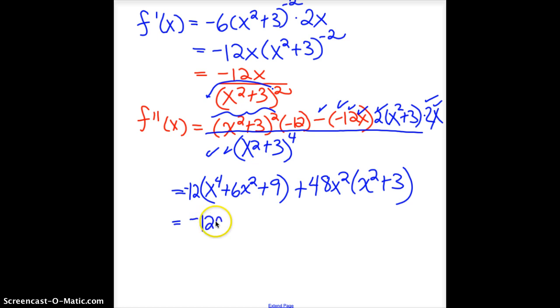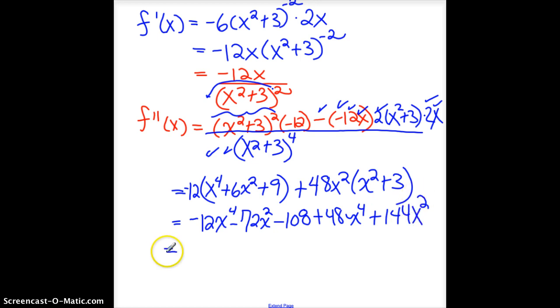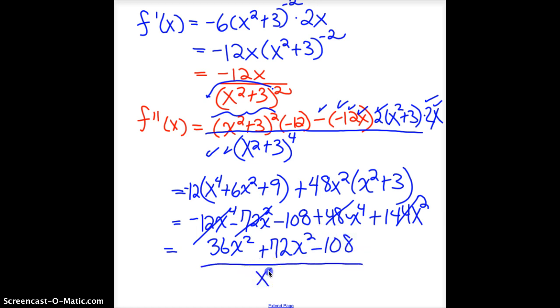So, distributing the -12 in, I have -12x to the 4th minus 72x squared minus 108, yuck. Then it's plus 48x to the 4th, and then plus 144x squared. Now cleaning that up, these will combine, giving me 36x to the 4th. These will combine, giving me 72x squared, and I have a minus 108. That is the top of my fraction, and it's all over (x squared plus 3) to the 4th power.